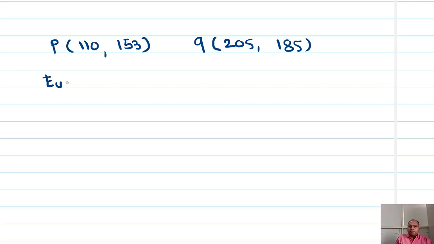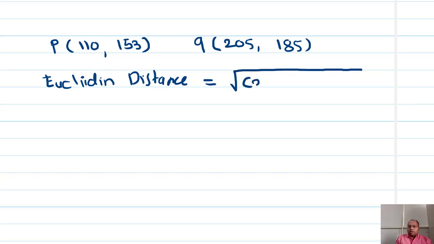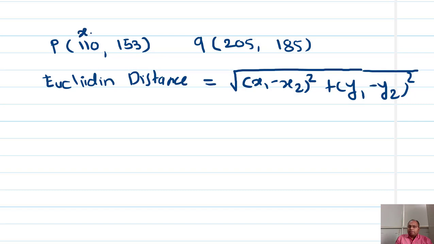The Euclidean distance has a formula. It is the square root of (x1 minus x2) squared, plus (y1 minus y2) squared. Here x1 is the x coordinate of the P pixel, and x2 is the x coordinate of the Q pixel. Similarly, y1 and y2.